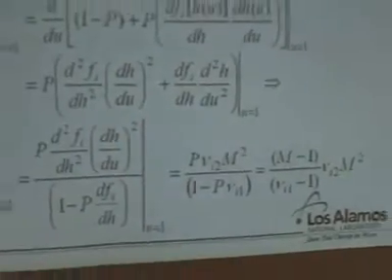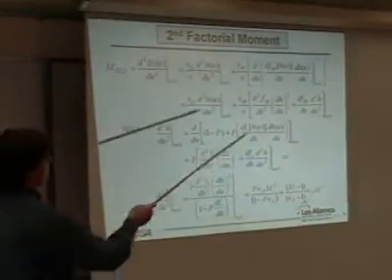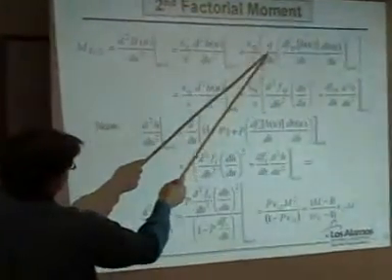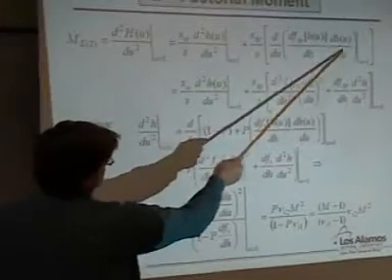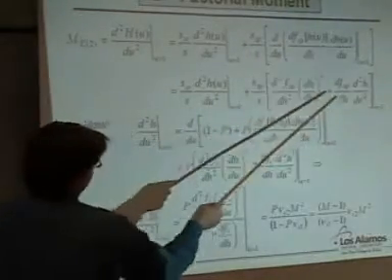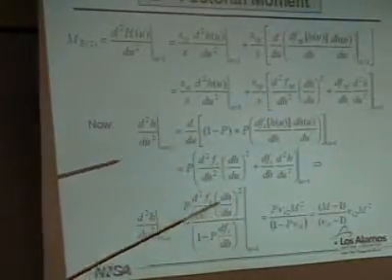If you want to do the second factorial moment, it's very similar. There's one new trick that comes up. It's just the product rule for derivatives. In other words, you have to take the derivative of the first times the original second, plus the original first times the derivative of the second. That's how you get this. That's the only other real trick that you have to do. Otherwise, it's very similar.